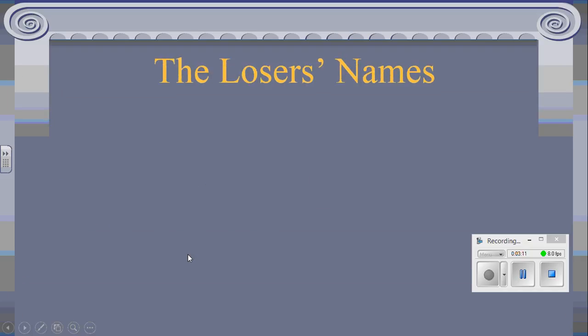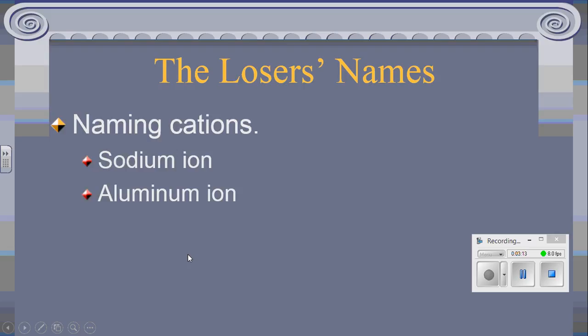One more thing about this, and then we'll go on to negatives in the next video. If we're going to name a cation, they are very simple to name. I've already said them. You just name the element, and you say ion after it. So it's the sodium ion or the aluminum ion. Okay, in the next video, we will look at what happens when things gain electrons.